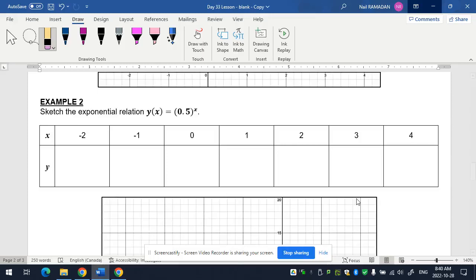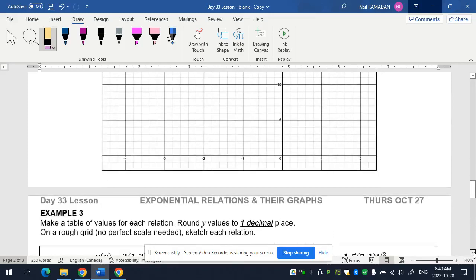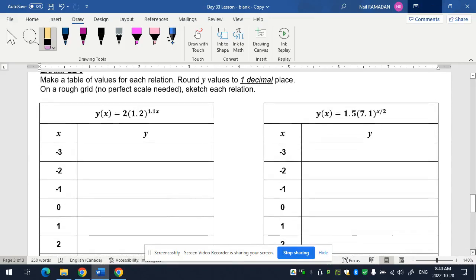Okay, so today let's sketch again, but now it's more complicated. Look how many things are happening here. No problem. We do it step by step.